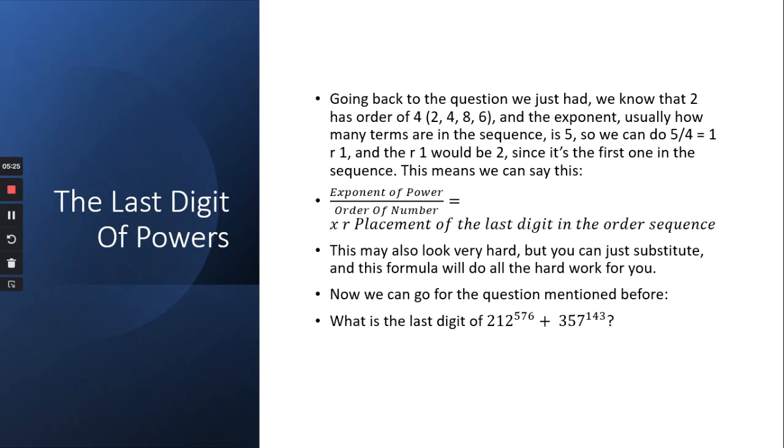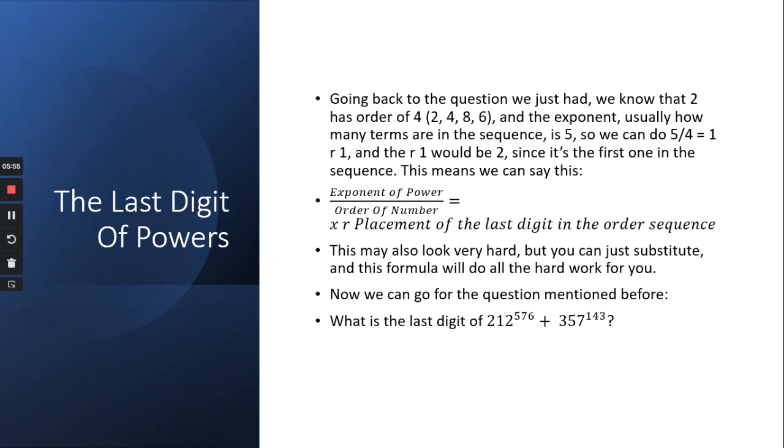This may look really complicated, but in other words, we're basically doing the same thing we just did before. We took the exponent 5, the order was 4, we got 1, remainder 1. We can just take away the 1, and the remainder 1 is basically the first term in the sequence of 2, 4, 8, 6. You take 2. It's easy as that. So this may also look very hard, but you can just substitute, and this formula will do all the hard work for you.